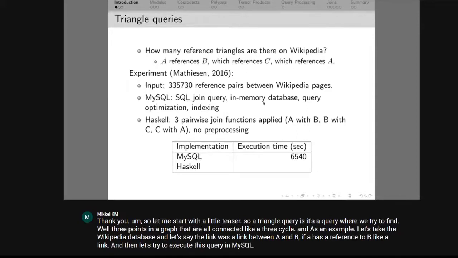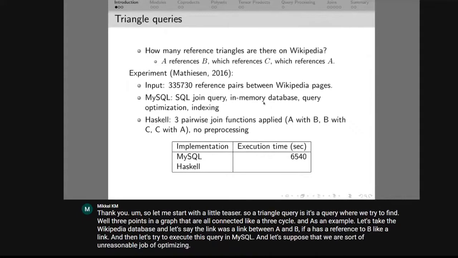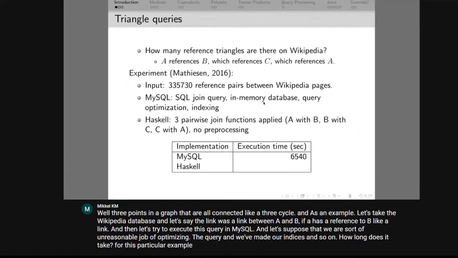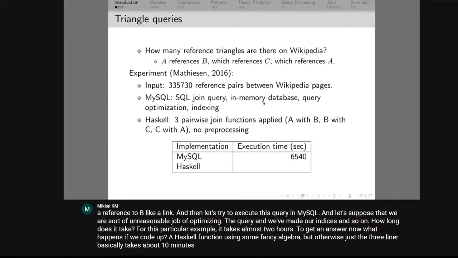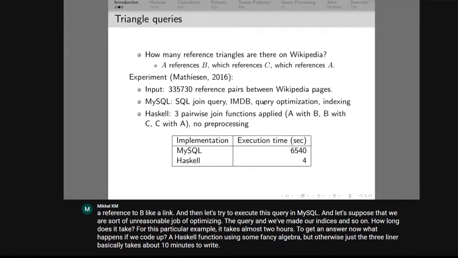And let's suppose that we have done a reasonable job of optimizing the query, and we've made our indices and so on. How long does it take? For this particular example, it takes almost 2 hours to get an answer. Now, what happens if we code up a Haskell function using some fancy algebra, but otherwise just a 3-liner, basically? It takes about 10 minutes to write. It takes about 4 seconds to execute.